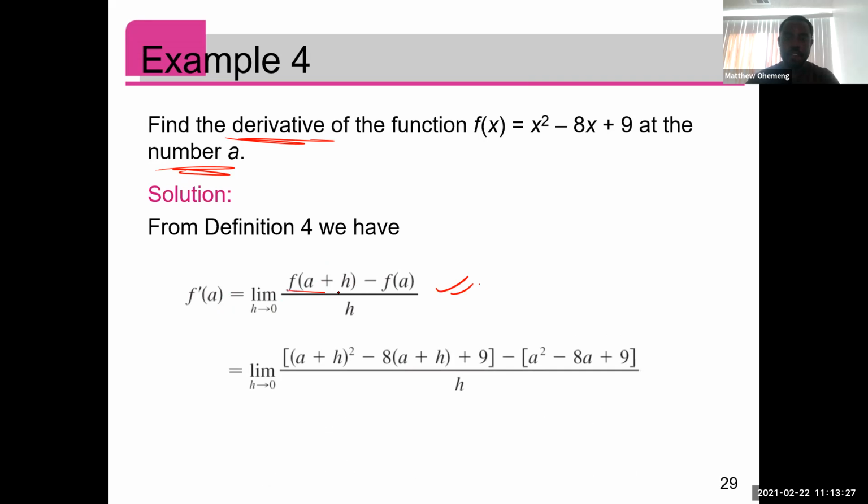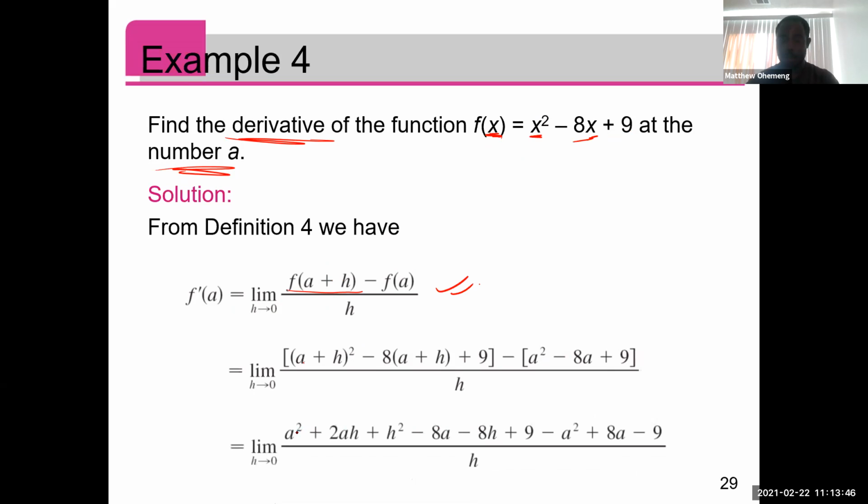So what do you need? You need f of a plus h. Now, because f of x is x squared minus 8x plus 9, for f of a plus h, wherever you see x, you put in a plus h, right? So that's (a plus h) squared minus 8(a plus h) plus 9. And then minus what? The f of a. For f of a, wherever you see the x, you put in a, right? So that's what you see here. And then when you simplify, this was what I was trying to avoid.